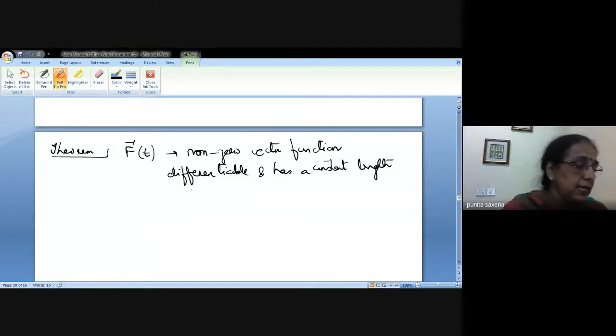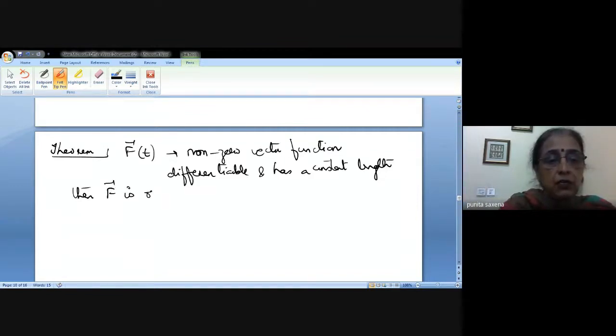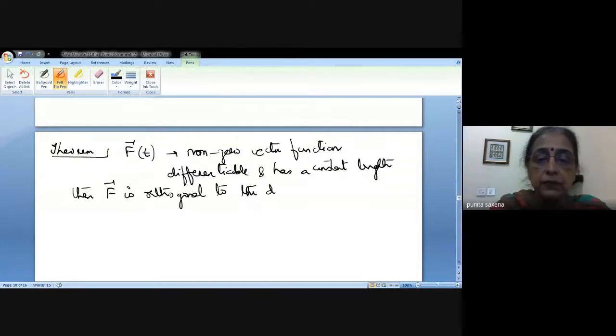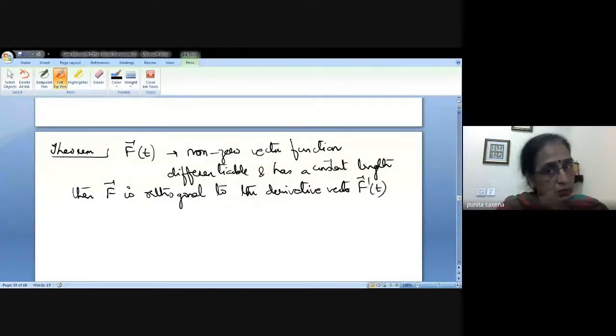then the result says that f is orthogonal. Orthogonal means what? Perpendicular, right? So instead of saying vectors are perpendicular, we say vectors are orthogonal to each other. So f is orthogonal to the derivative vector f dash t. Now this property could be used in some of the exercise problems.